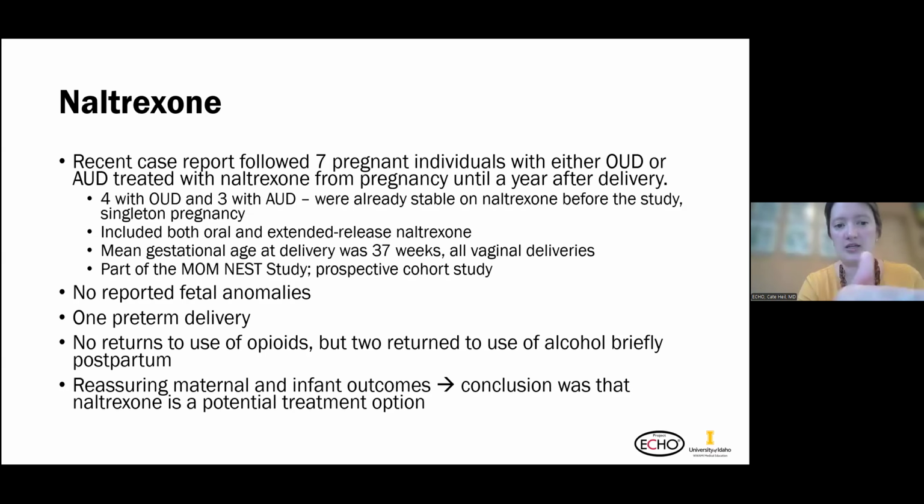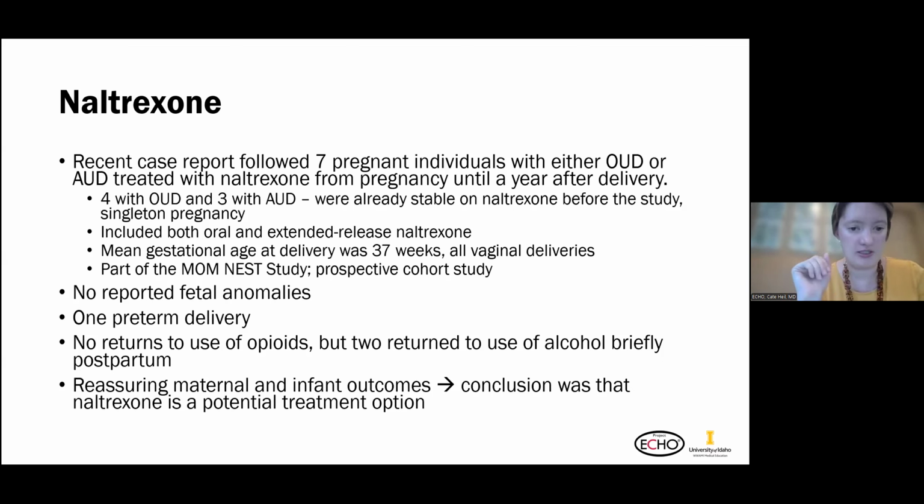There were no returns to use of opioids, but one individual, the individual who had the consecutive pregnancies, returned to use of alcohol briefly postpartum. And they had a high success rate with parents having custody of the children upon release from the hospital. And then a year later, the individual who had the consecutive pregnancies but returned to alcohol use very briefly had not retained custody for the full time. So they came to the conclusion that naltrexone is a potential treatment option for pregnant women with alcohol use disorder.